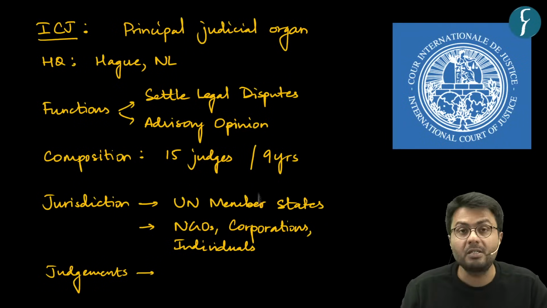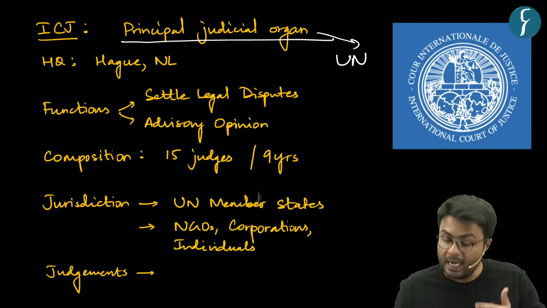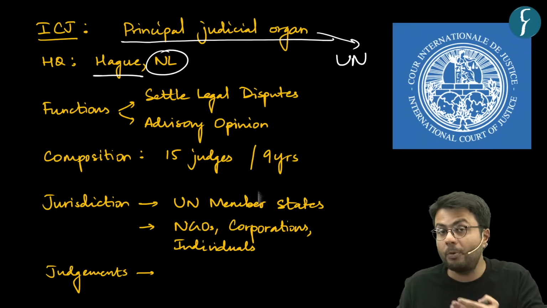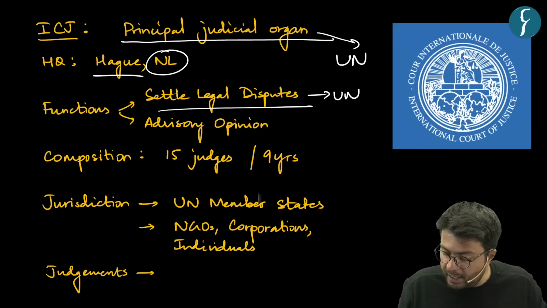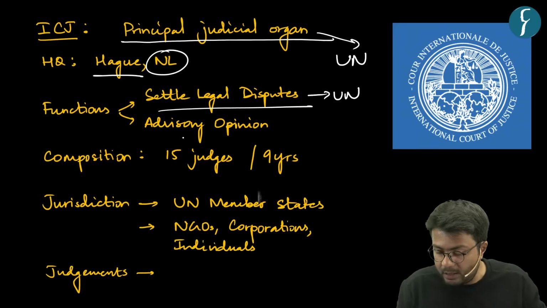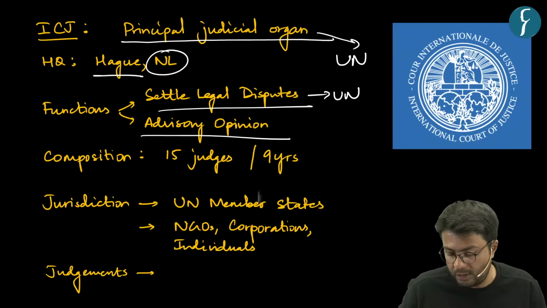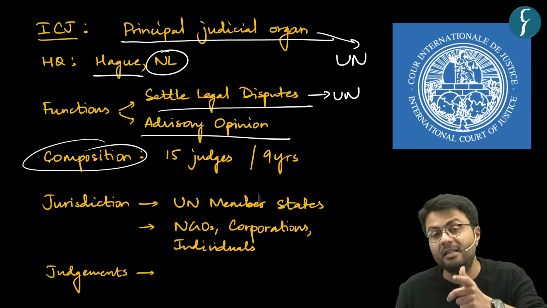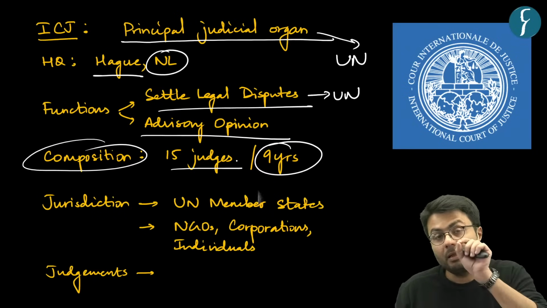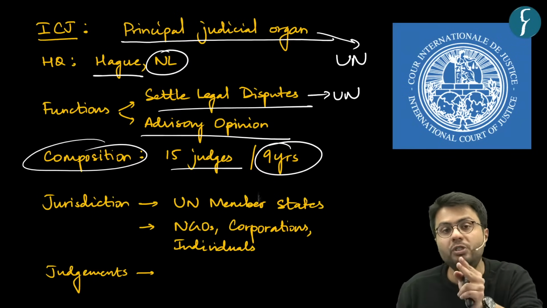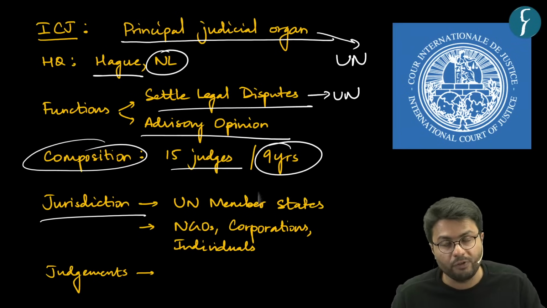Now, this International Court of Justice serves as a principal judicial organ of the United Nations. And this particular body is headquartered in The Hague. The first function is that this body settles disputes between various nation states that are members of the United Nations. Further, this body also provides advisory opinion to various UN bodies on matters which are referred to the International Court of Justice. Now, this body comprises 15 judges who serve on a 9-year term. And the most important part of this composition is that no two judges represent one single country.